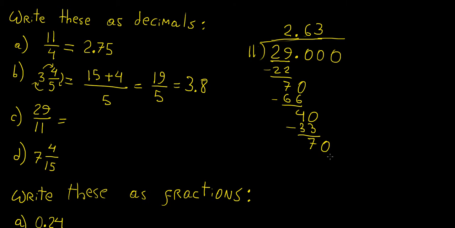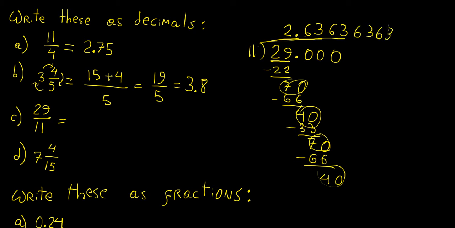So 70. We know that we can choose 6 again, and that's gonna be 66. And notice what happens here. Actually, that should be a 4, just a 4 there. If we bring back another 0 here, notice that we're repeating the same sequence that we have here. We have 70, 40, 70, 40, which means that the next number has to be 3. So it means that this is a recurring decimal that is going to go on to infinity.